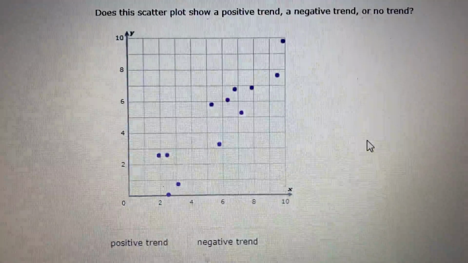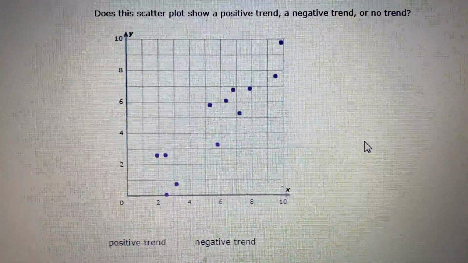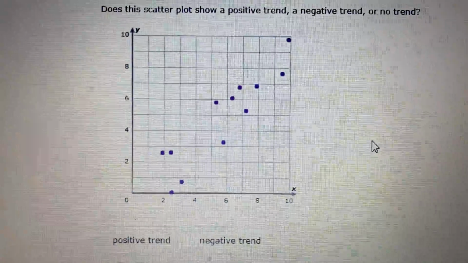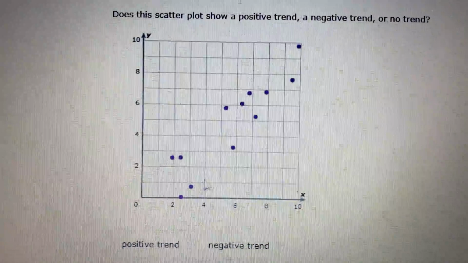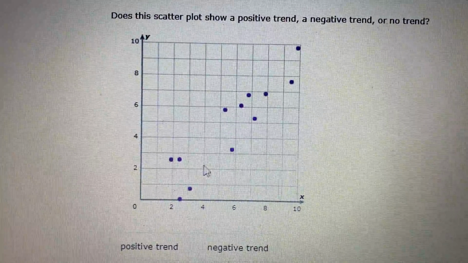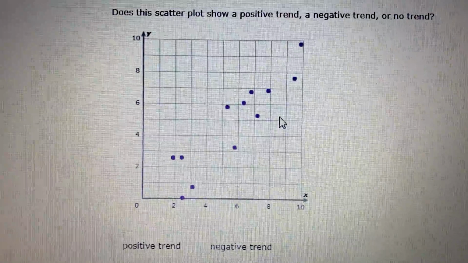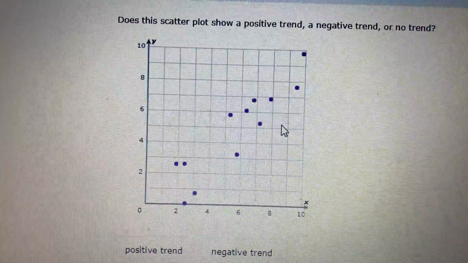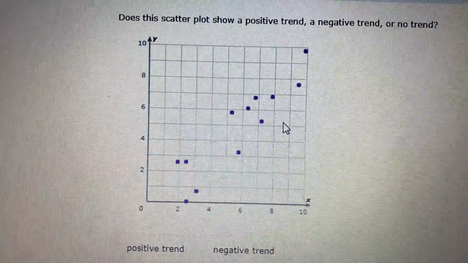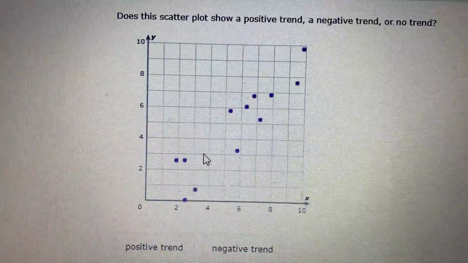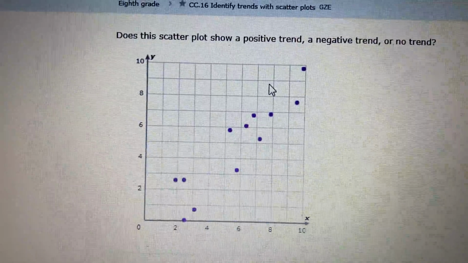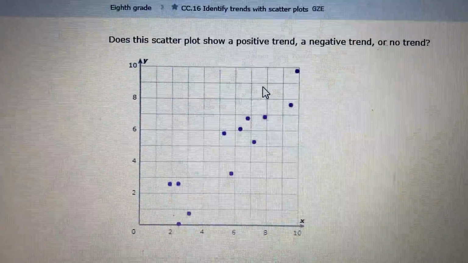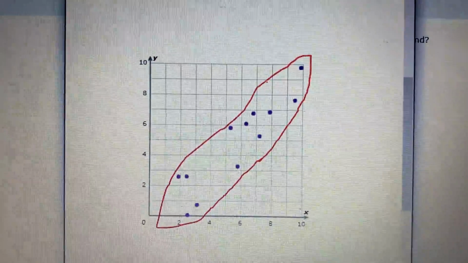All right, so here's how you determine the trend or correlation of a scatter plot. Here we've got a bunch of different coordinates. Some of you will naturally see this, some of you will not, and that's fine. These dots, if you look at them, are in a sense grouped together. So what I did just a minute ago is I drew a circle around all my dots.